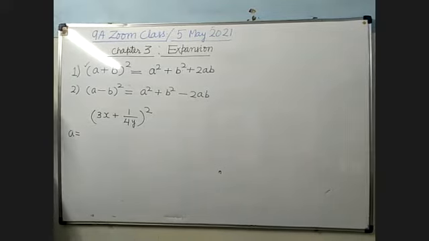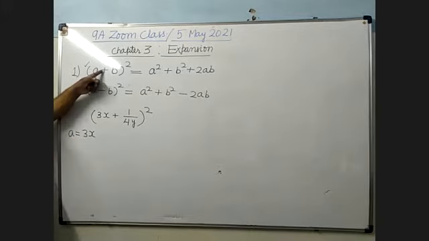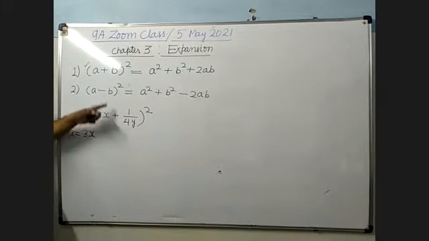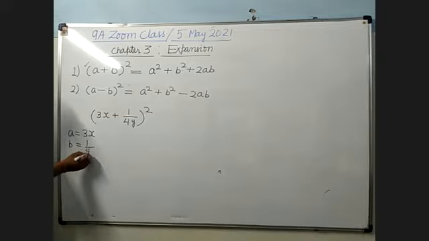3x. No, what is in place of a? I am asking, in place of a it is 3x. In place of plus, there is plus. What is in place of b? 1 upon 4y.